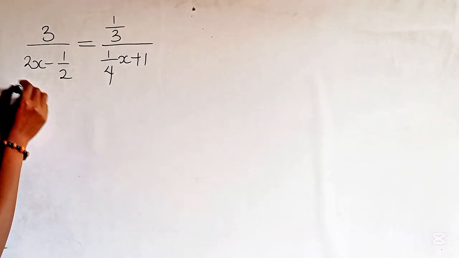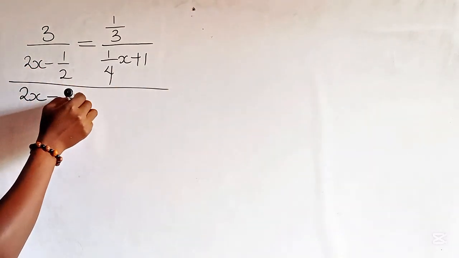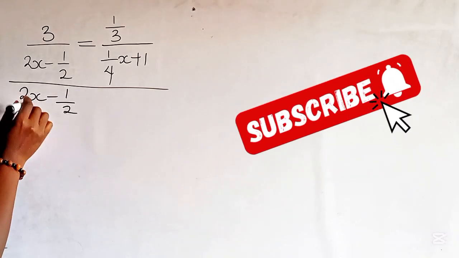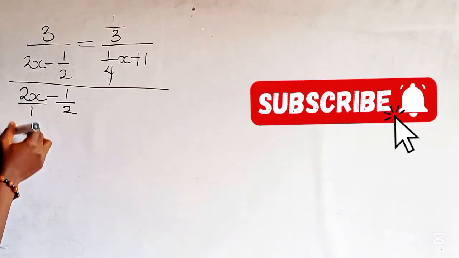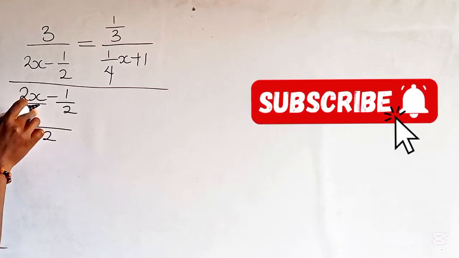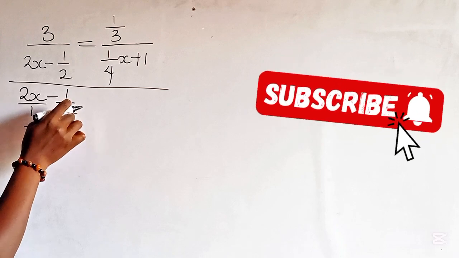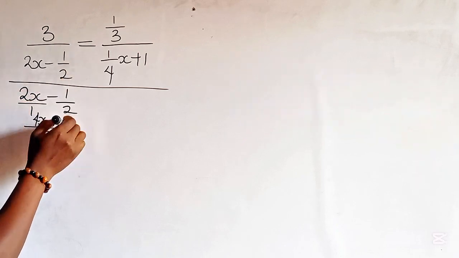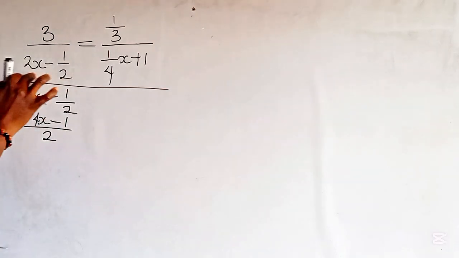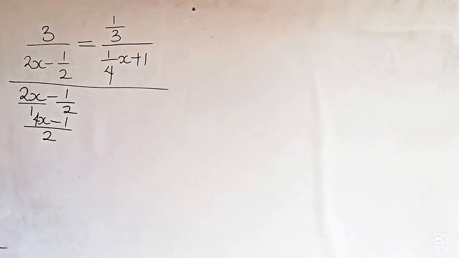So we have here 2x minus 1 all over 2. We find the LCM. Remember, this is all over 1. We find the LCM, and this is 2. So 2 divided by 1 is 2. 2 times 2x, we have 4x. 2 divided by 2 is 1. 1 times 1 is 1. So this denominator here is now taking the form of 4x minus 1 all over 2.